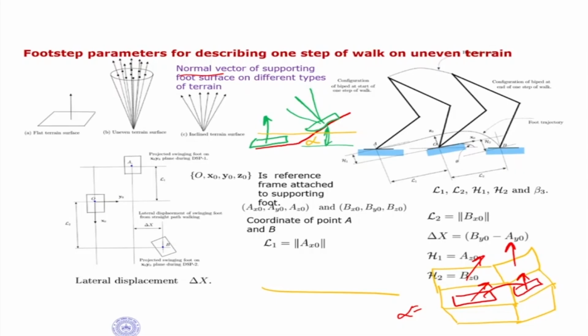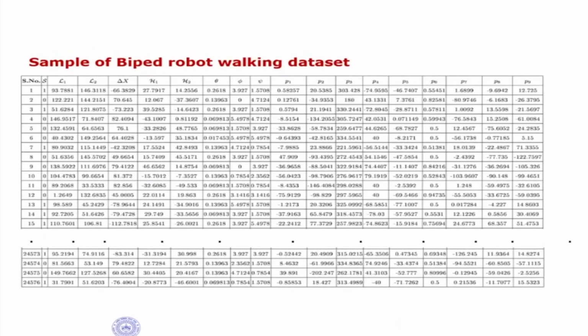Now in this particular case we make a very big database. That means you start finding optimal trajectories, optimal leg and foot trajectories, for different terrain conditions. And how do we do that?